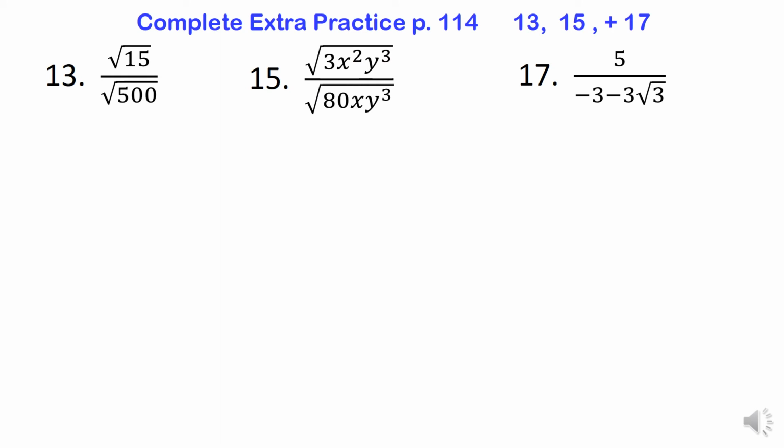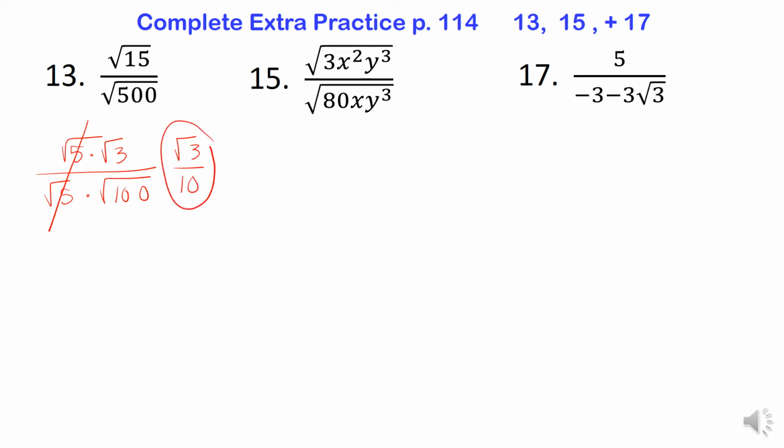So now we're going to do some practice with not just the conjugates, but just rationalizing denominators. So the first one, you want to first see if you can simplify. So I know that the square root of 15 is square root of 5 times the square root of 3. And the square root of 500 is the square root of 5 times the square root of 100. I went ahead and already separated them. This started out with them together. And now I can cross cancel. So I end up with the square root of 3 over 10. And that is my final answer.